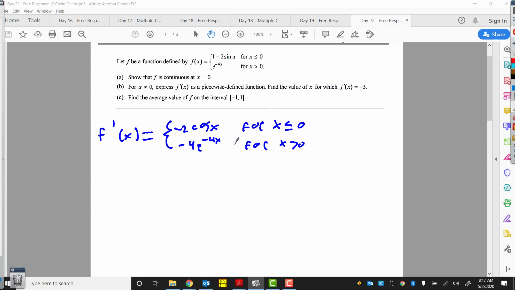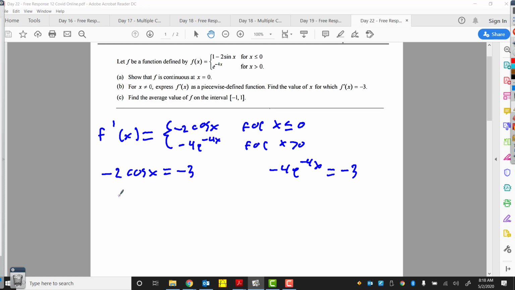Now we want to figure out all the places where the derivative is equal to negative 3. So let's look at both of these. We don't care if it's before x equals 0 or after x equals 0. We just want the places where it's equal to negative 3. So we have negative 2 cosine x equals negative 3. We'll solve this one, but we only care about the x's that are less than 0. And then we'll solve this one, and we only care about the x's that are greater than 0.